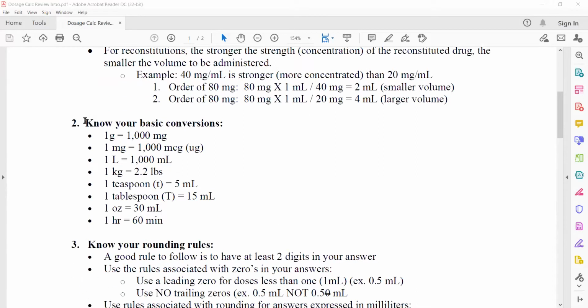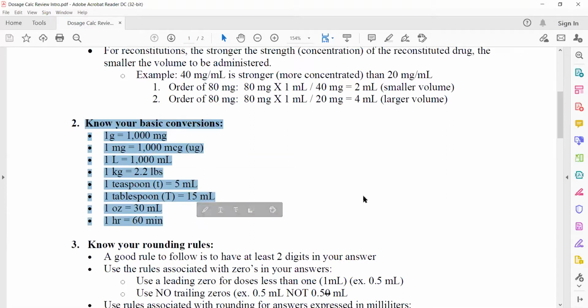For your test, you need to know these basic conversions. You need to know how to go between units and also stay within units and move up into milligrams, micrograms, grams, milliliters, liters, etc. You need to know these. This will not be given to you. You need to know how to calculate that and then how to work with it.